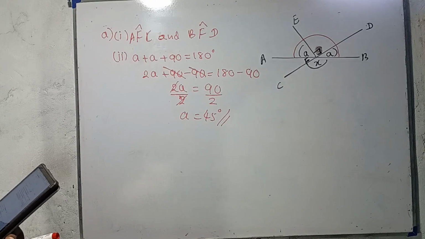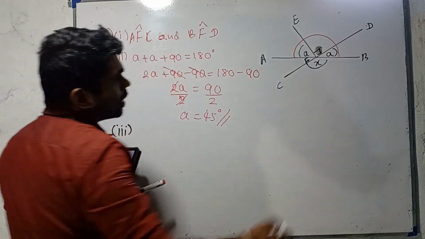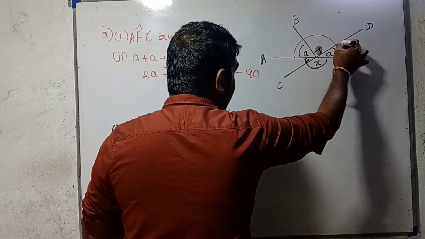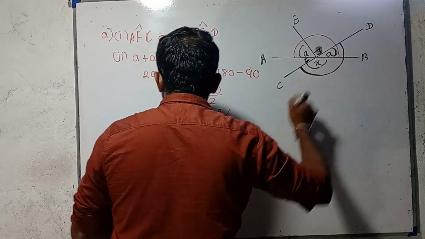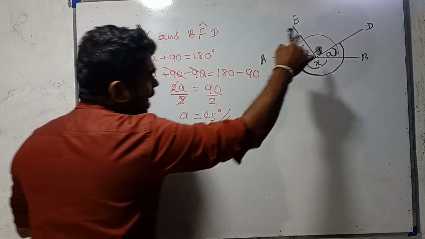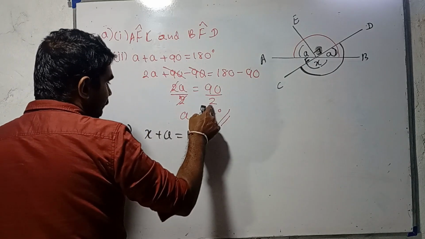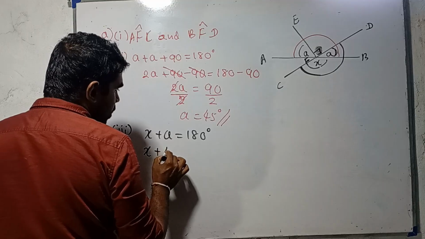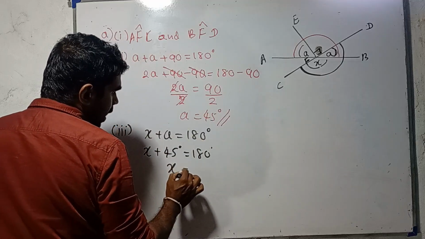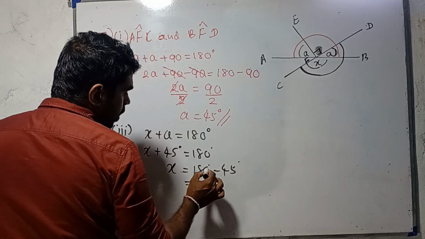Part 3, find the value of x. When finding the value of x, we can see that this angle is the sum of these two angles. A plus x should equal 180 degrees because A and x are two adjacent angles on a straight line. Then we know the value of A. I will substitute it. x plus 45 equals 180 degrees. Then x equals 180 minus 45. 10 minus 5, 5.